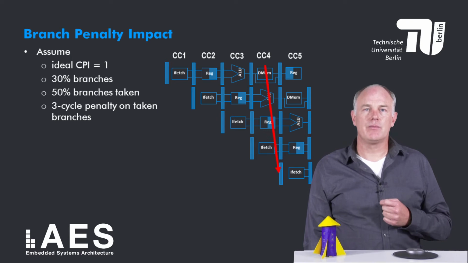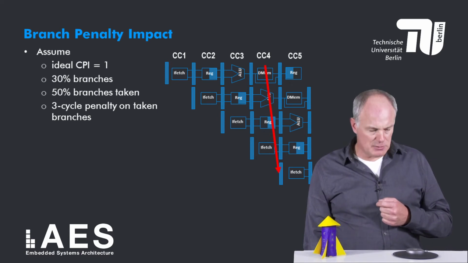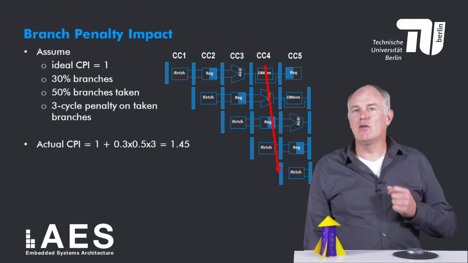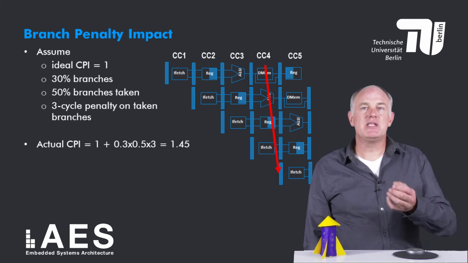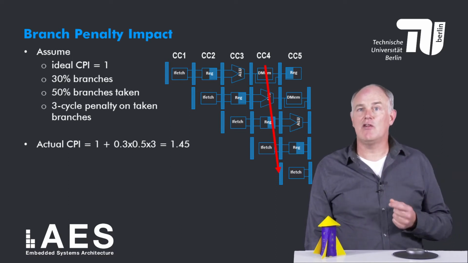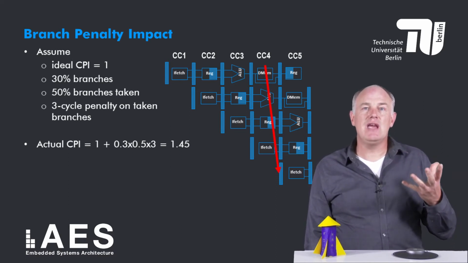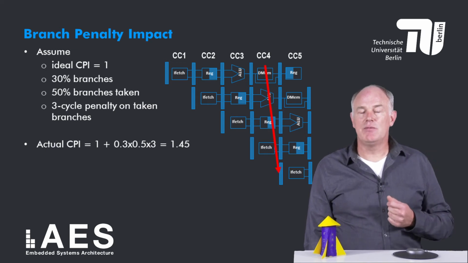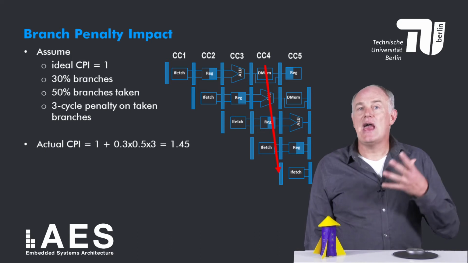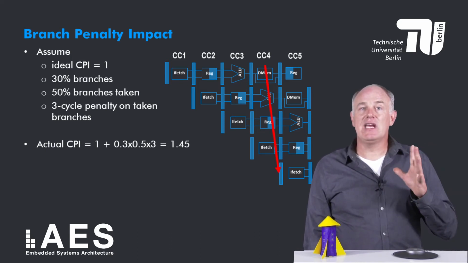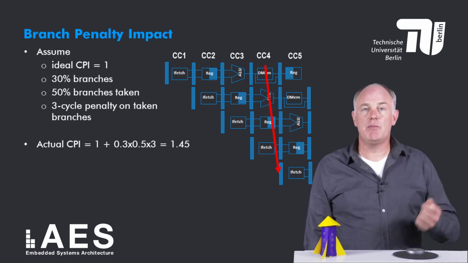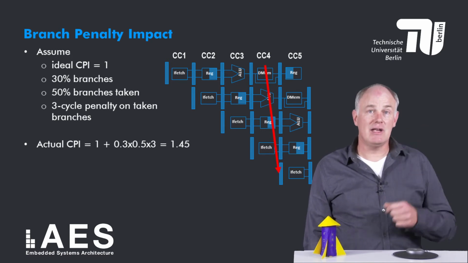Under these assumptions, the actual CPI will be 1, the ideal CPI, plus 30%, the branch frequency, times 50%, the percentage of branches taken, times 3, the taken branch penalty. This equals 1.45. In other words, having a 3-cycle penalty on taken branches means a performance penalty of almost 50%. This is not acceptable.